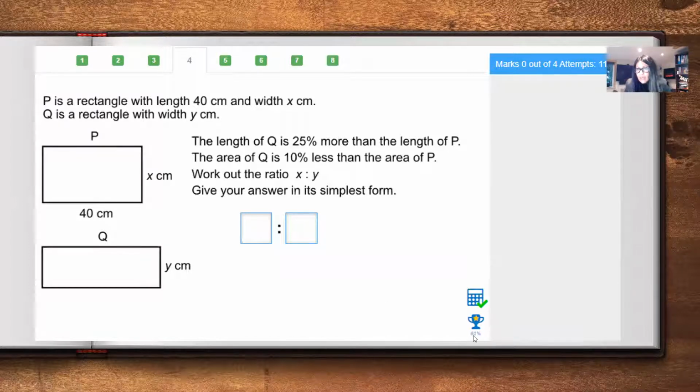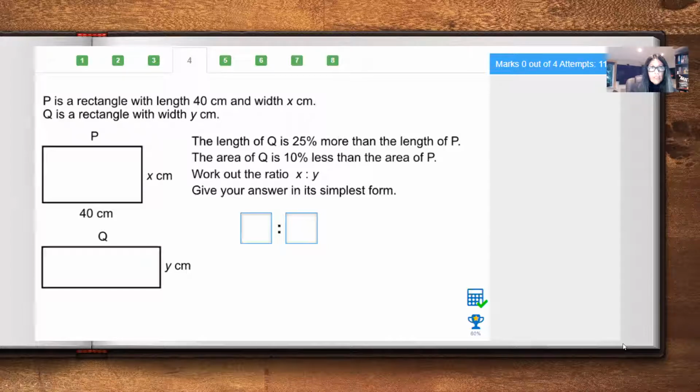So it's a calculator question. Make sure you've got your calculator at the ready, and please feel free to stop the video now and have a good go at the question before I go through it. Okay, it's always better to have a go yourself than just watch somebody else. So anyway, I'm going to make a start.